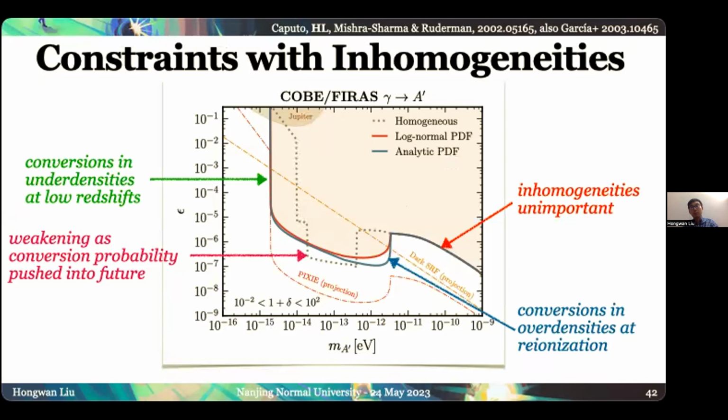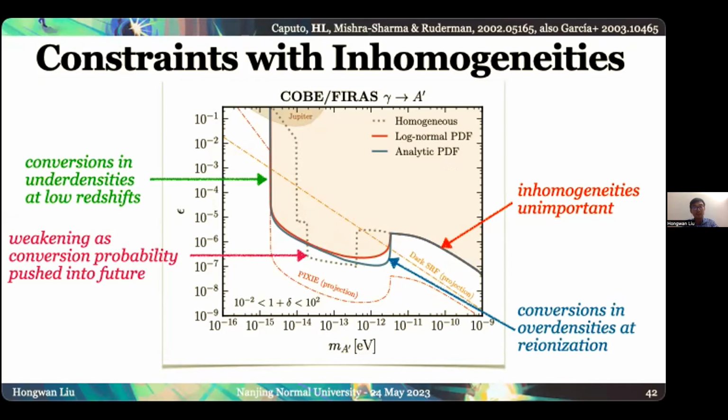Now, the interesting thing is to compare this result with what you would have gotten if you assumed that everything was homogeneous, which is shown in the dotted line. You can see that, at very high MA prime, most of the resonant conversions happen during a time when the universe was very homogeneous anyway. And so the two limits agree at high MA prime. But then once you come down to something like 10 to the minus 12 eV or so, you find that you can get conversions happening in overdensities during reionization that you would have missed if you assumed that the universe was completely homogeneous. And this strengthens the limits significantly at a mass of 10 to the minus 12 eV.